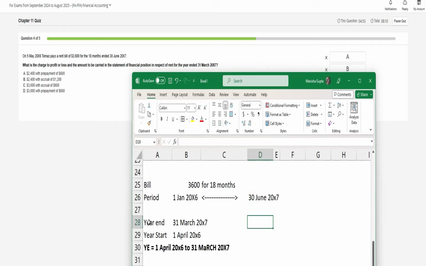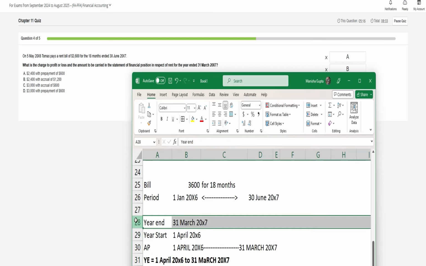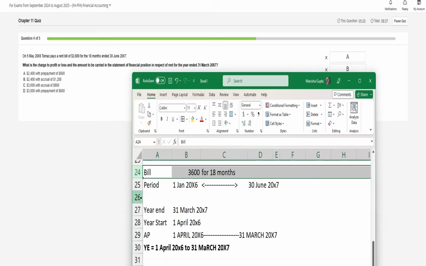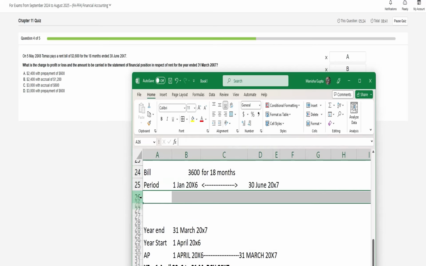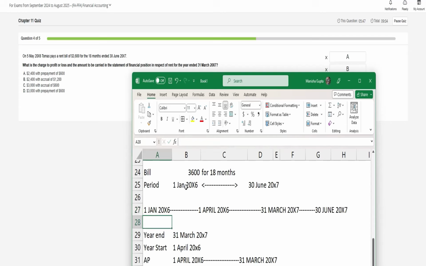I know you guys are getting confused. Let me make one more chart. Our accounting period is 1 April to 31st March 20x7. Now if I merge both of these periods, let me show you how it looks. 1 Jan 20x6, then comes our accounting period start 1 April 20x6, then 31st March 20x7, then 30 June 20x7. So this is how the sequence of this year is, right?